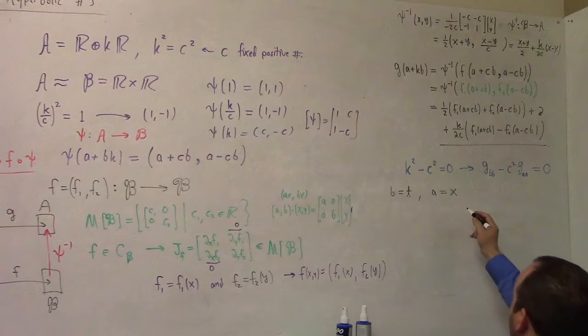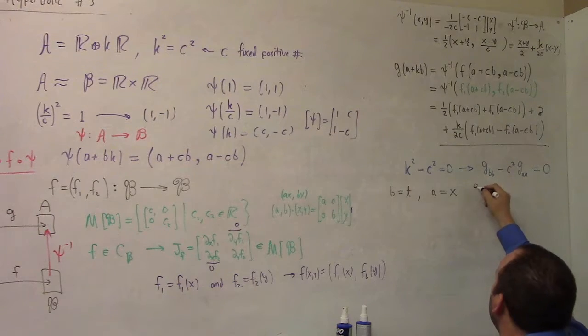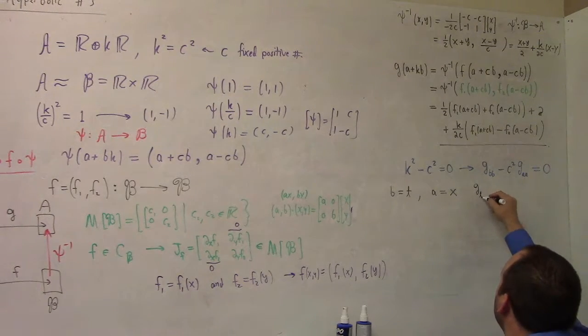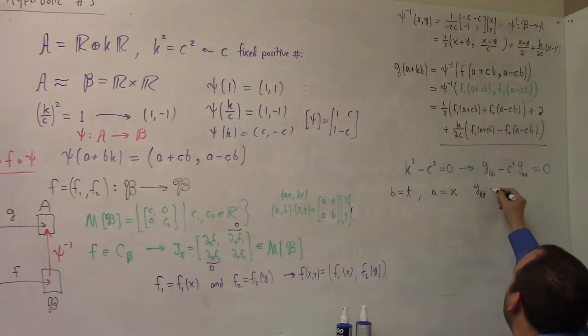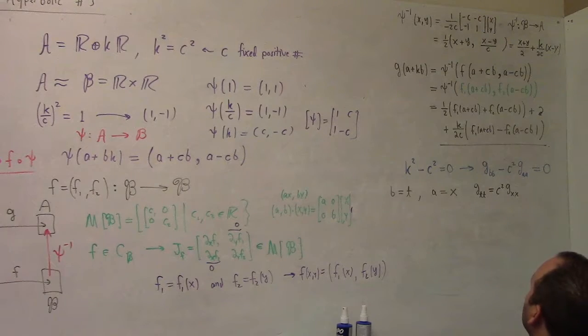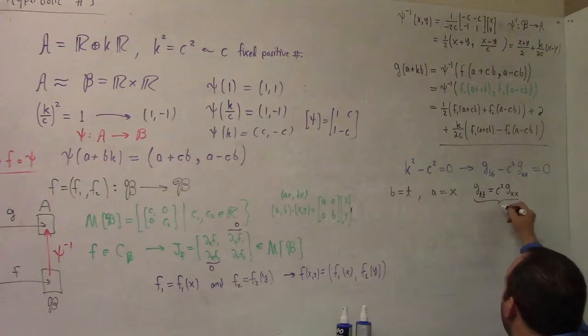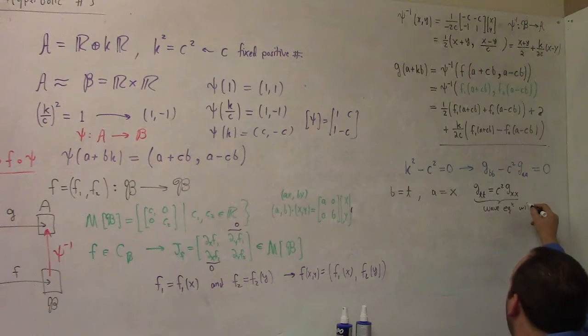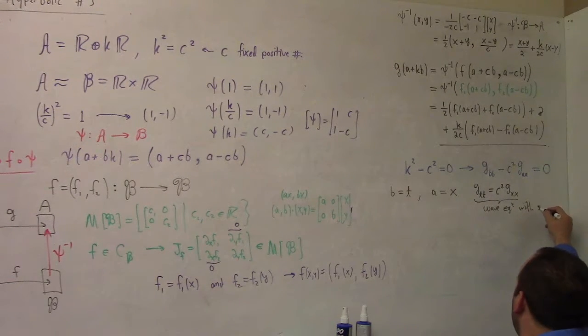So we've got this equation. We've got G TT equals C squared GXX. This is a wave equation. With speed what? C.